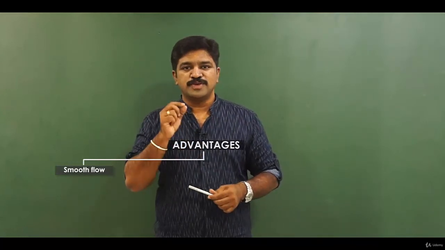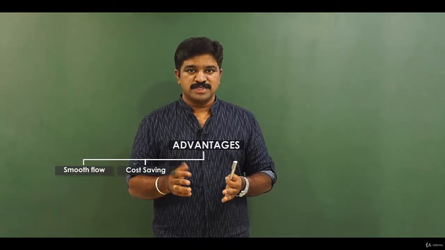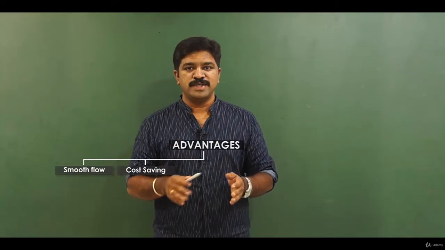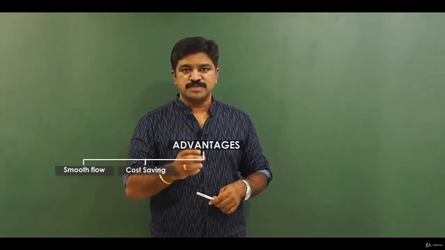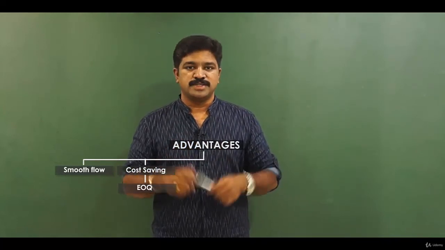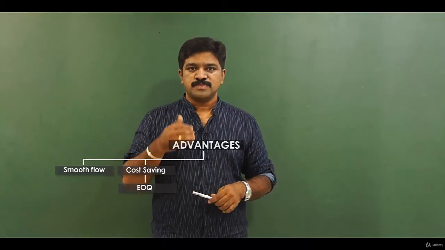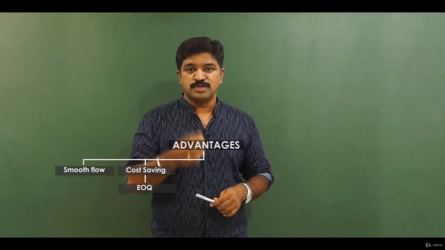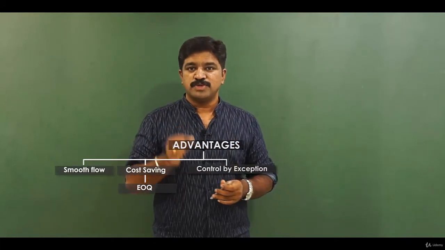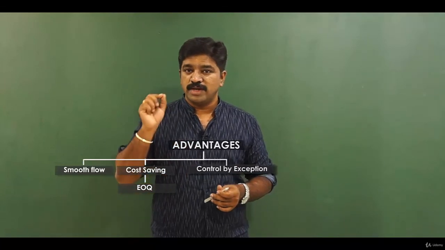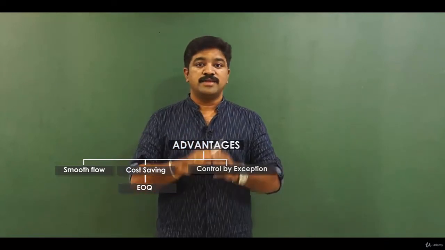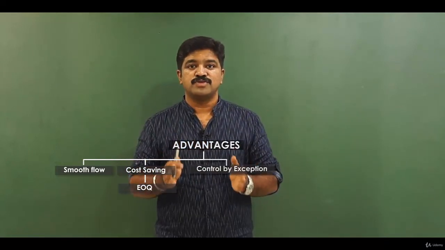Number two, this is going to ensure cost savings because the cost of placing orders, receiving the goods and maintaining the stocks are all minimized, especially if you have a system coupled with determination of economic order quantity. The third advantage is that you employ what is known as control by exception. Here management's time is saved because management pays attention only to A category items, rather than all items. So you are going to have control by exception.